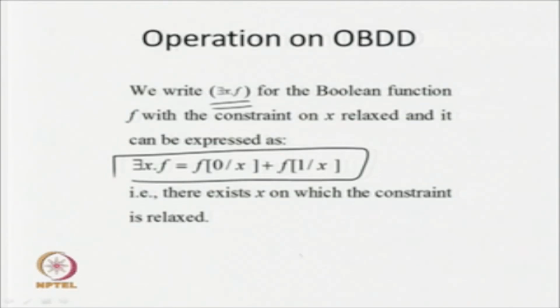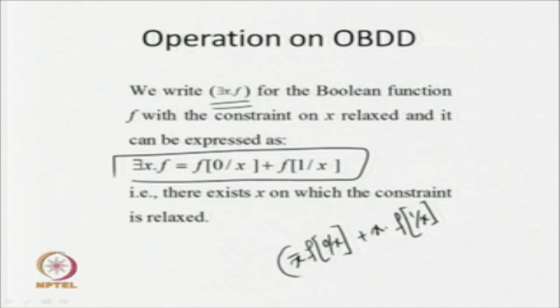What is the Shannon expansion? Basically, we are going to say that if x equal to 0, then we evaluate f with respect to x equal to 0, or x equal to 1, evaluation of this particular function by x equal to 1. Now, I want to relax the function, either x equal to 0 or x equal to 1.